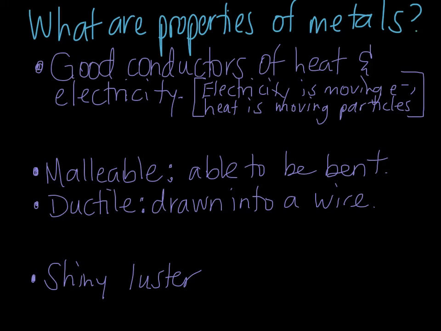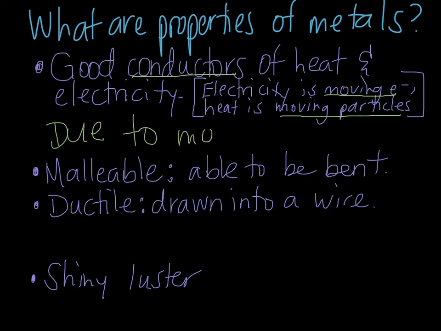Metals are very good conductors of heat and electricity, meaning they hold on to heat and they allow electricity to go through them. Something you need to make a note of: electricity is essentially just moving electrons, and heat is essentially particles that are moving very quickly. So metals are good conductors because they have moving valence electrons, which is essentially electricity and essentially heat. So this is what makes them good conductors of heat and electricity. Those moving valence electrons are very important.